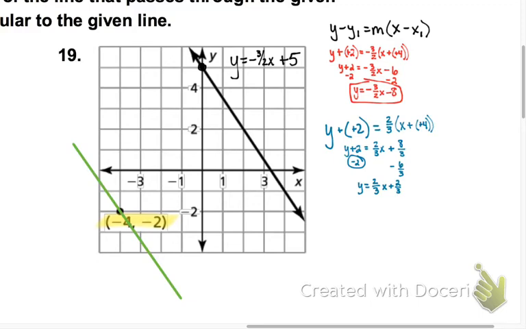So it's going to hit basically somewhere close to about right there. So again, does that look pretty close to perpendicular? Yeah. Okay, so you're on the right track.